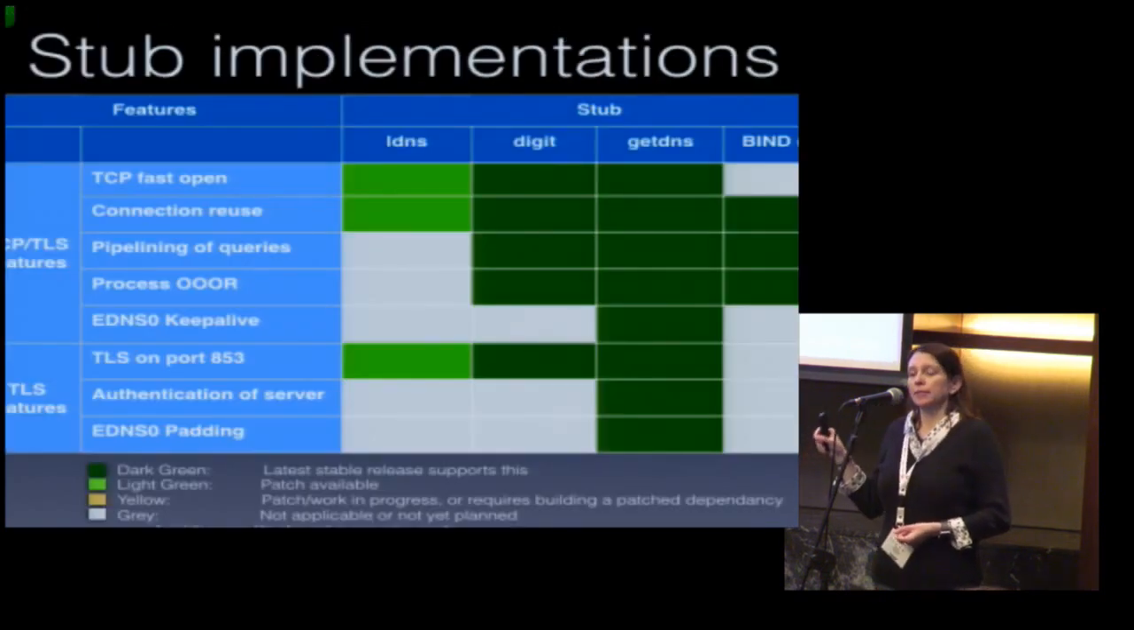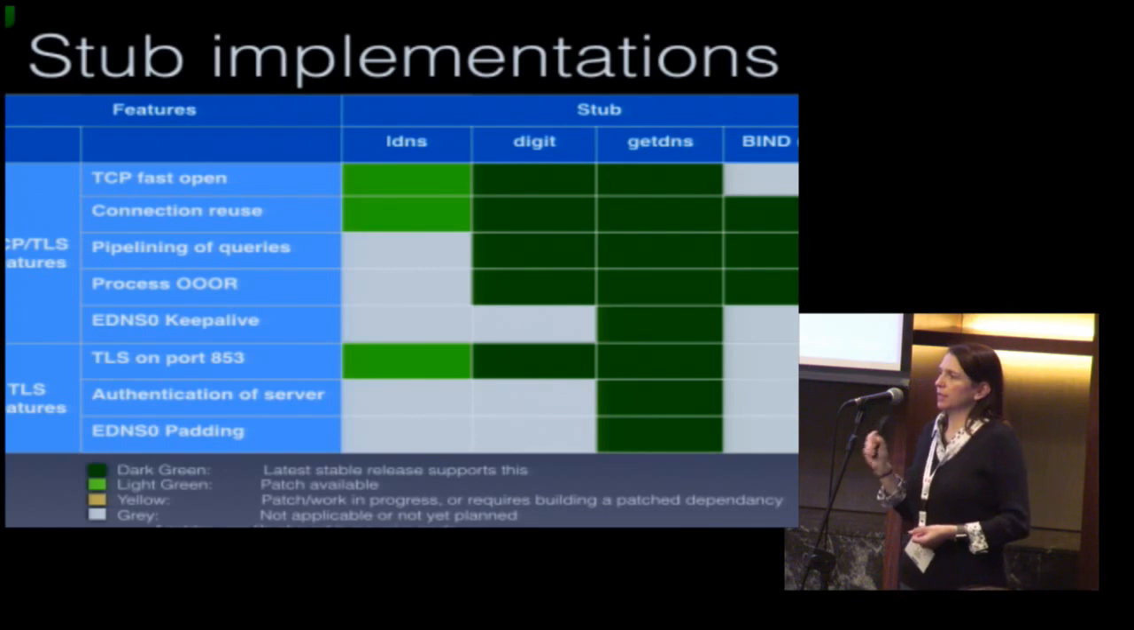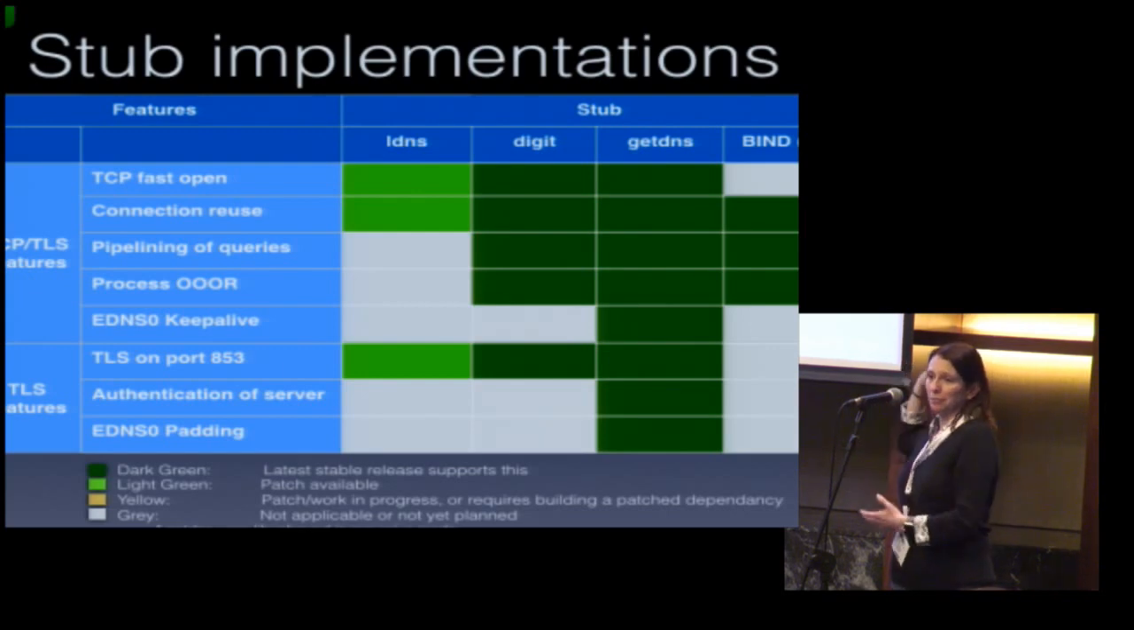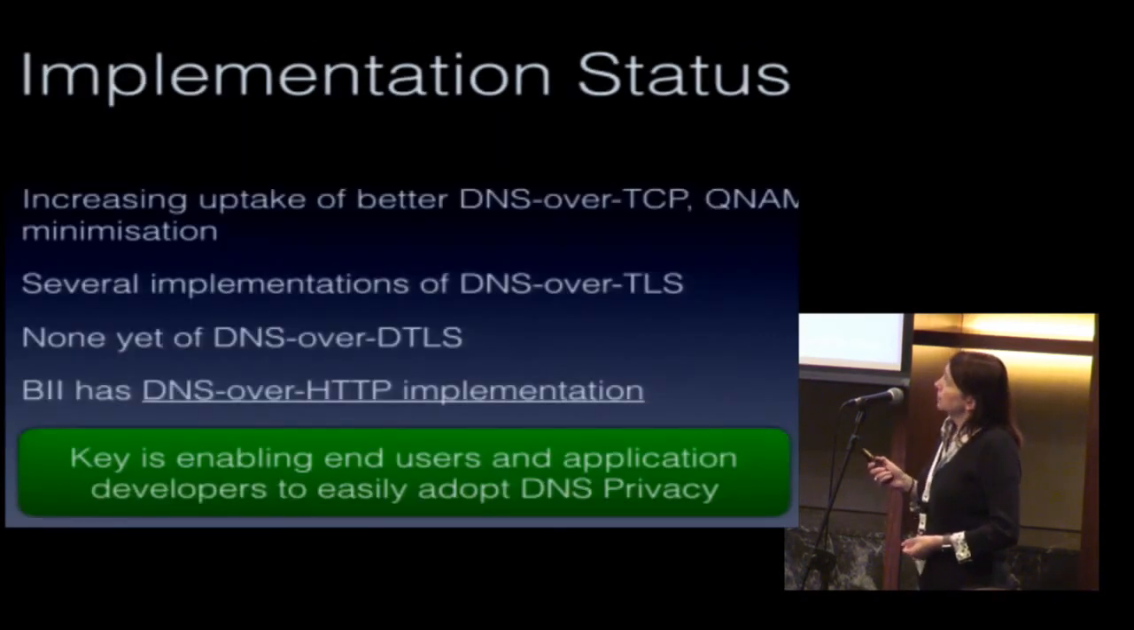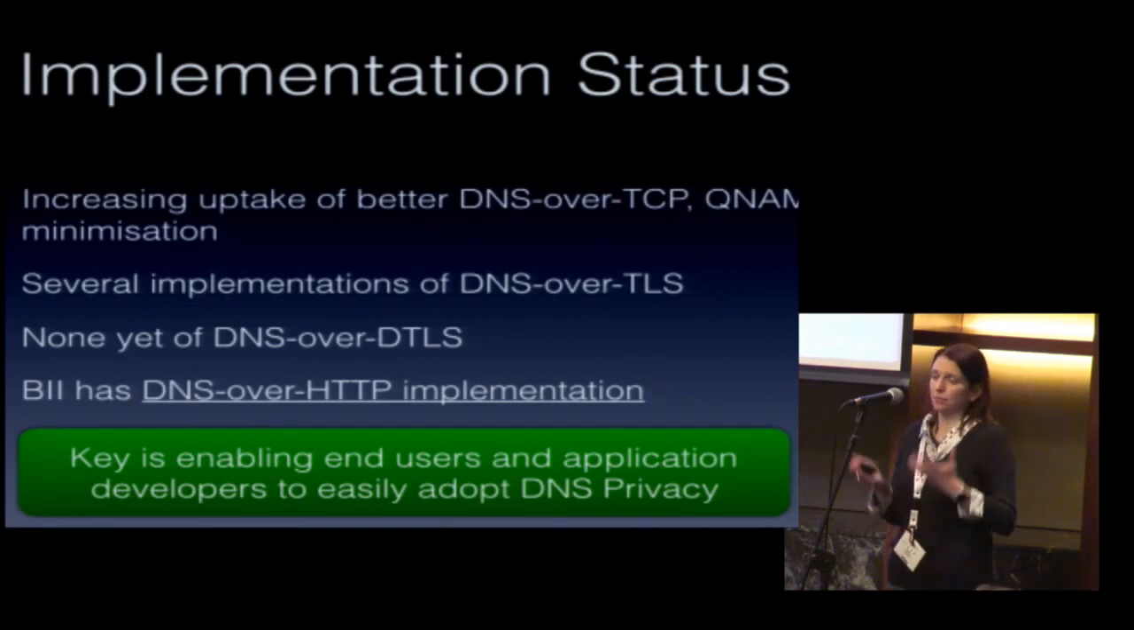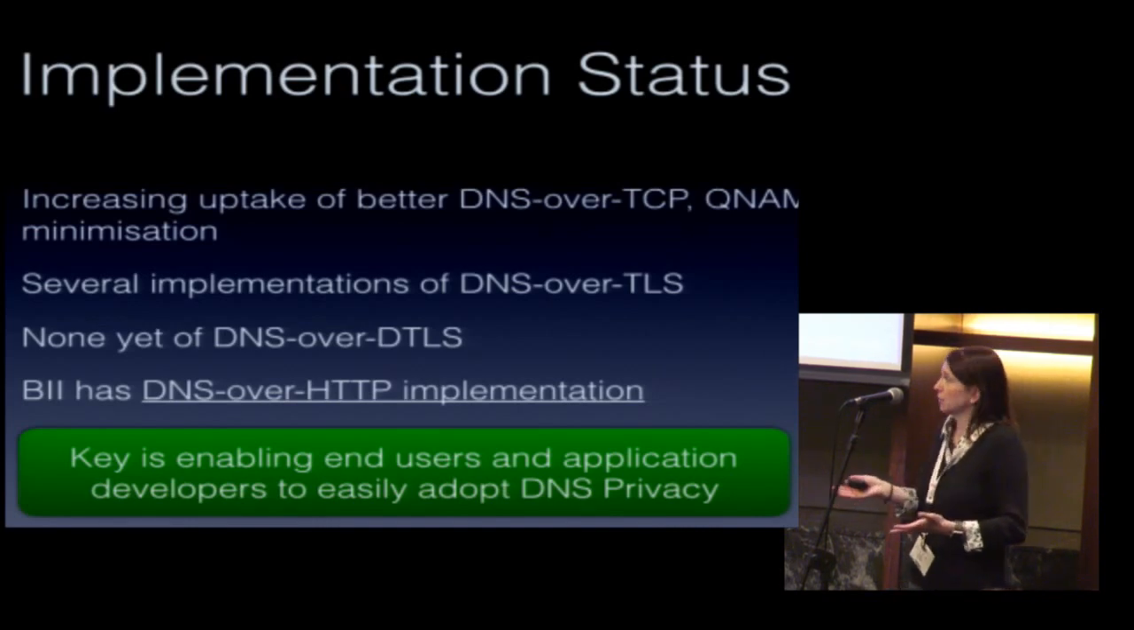On the stub side, most of the energy and effort has been expended over the last few years towards getDNS, and I'll talk about that a little more on the next slide. You'll notice some notable omissions from this in terms of deployed and used libraries, and that's a real challenge in terms of getting new features into those libraries. So essentially, there's uptake of this, there's implementations of DNS-over-TLS. We're waiting for an implementation of DNS-over-TLS in one more library. That would be good to add to the mix. And BII has a DNS-over-HTTP implementation that's available as well.